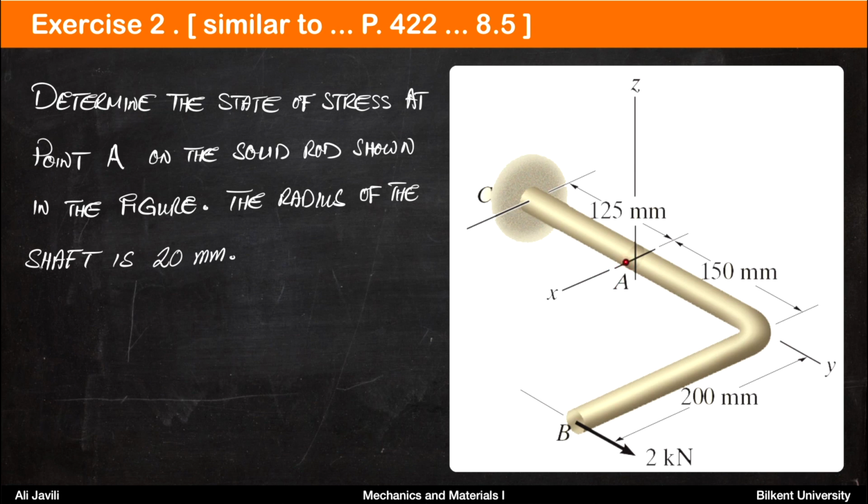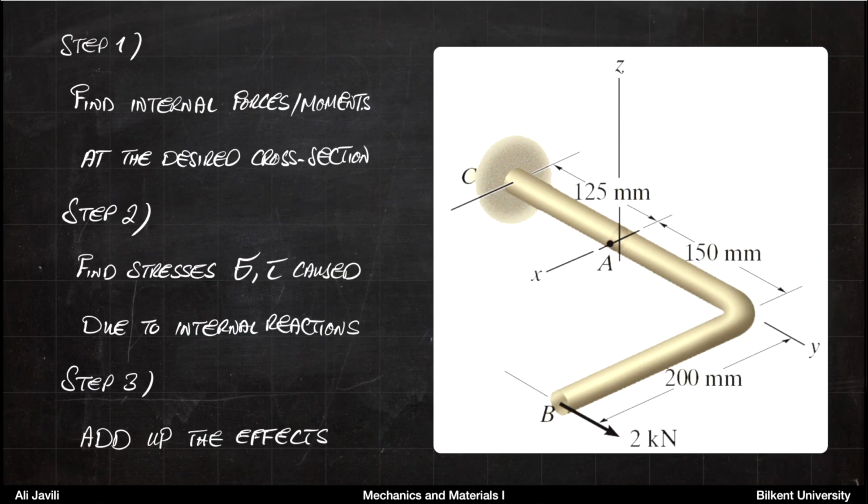So point A is on this cross section at distance 125 millimeters from the wall, and it's here on the corner. So we approach this problem exactly as we presented before. We need to go through these 3 steps. The first thing you need to do is to find the internal forces and moments at the desired cross-section. So this is the cross-section we are interested in.